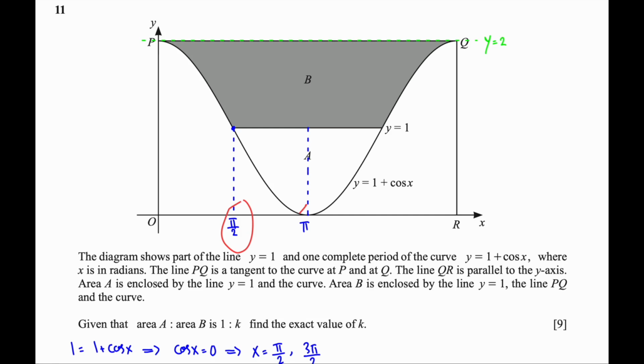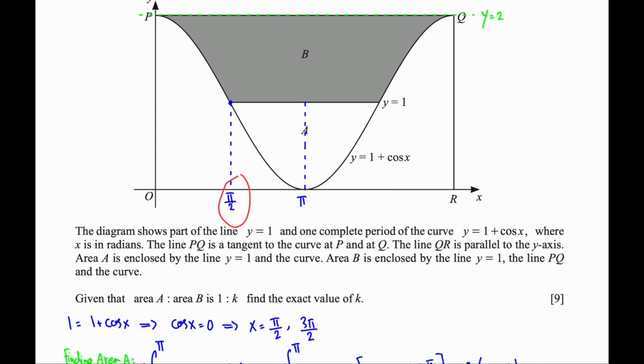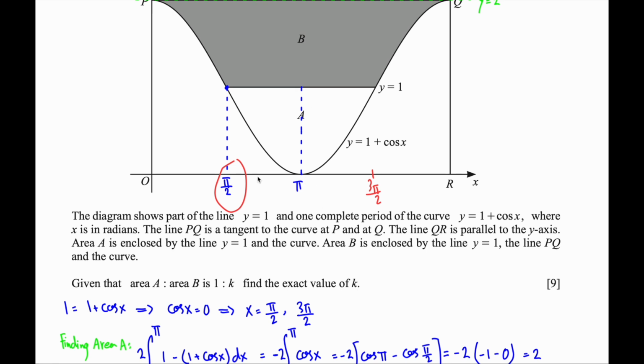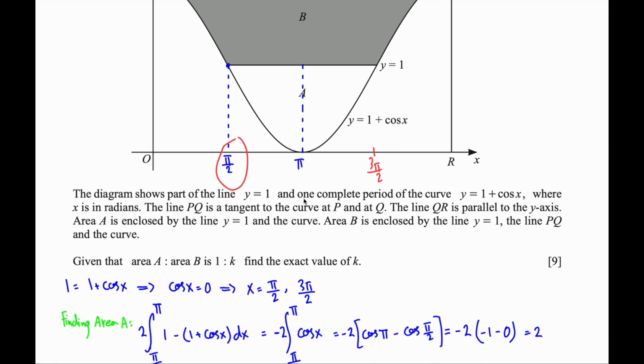However, these points are not given to me. These two you see right here. So I have to find them. So how can I find them? Well, I want to know the intersection of the line y equals 1 with this curve. So therefore you put them equal to each other. That leads to cosine x being 0. I got the two answers I was looking for. So this is 3 pi over 2, and pi is, since it's symmetrical, pi is in the middle.